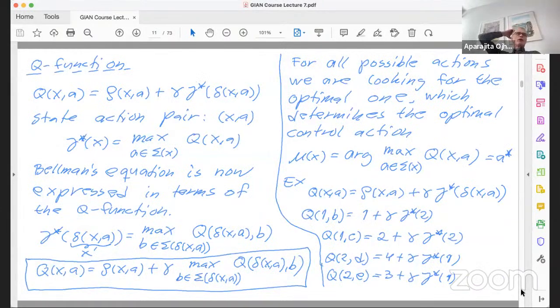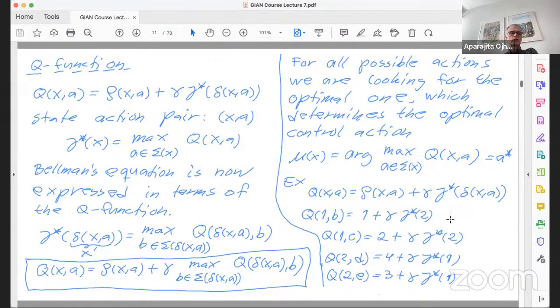Now we come to this very famous and special Q function in reinforcement learning. I think it was around 1960 or so, so 50, 60 years ago. There were some results where they realized that dynamic programming, or Bellman's equation, could be reformulated in an interesting way.